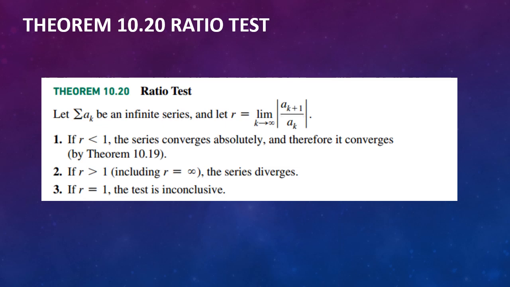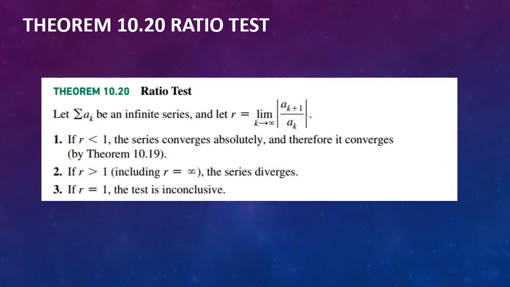So here we let the sum of a sub k be an infinite series, and we let r equal the limit as k goes to infinity of the absolute value of a sub k plus 1 over a sub k. If r is less than 1, the series converges absolutely, and therefore it converges. If r is greater than 1, including r equals infinity, the series diverges. And if r equals 1, the test is inconclusive.